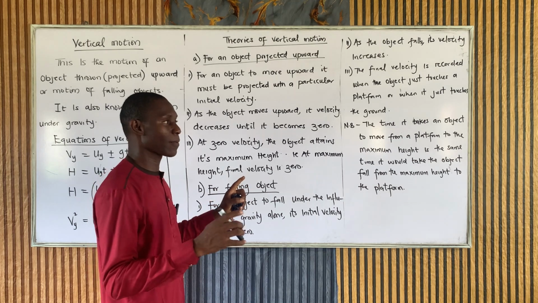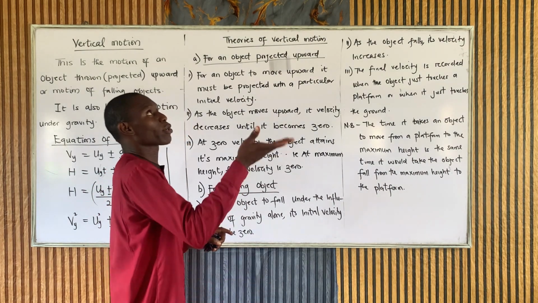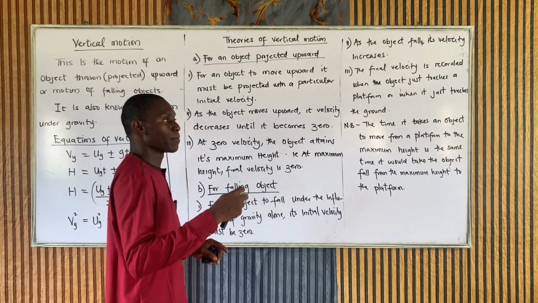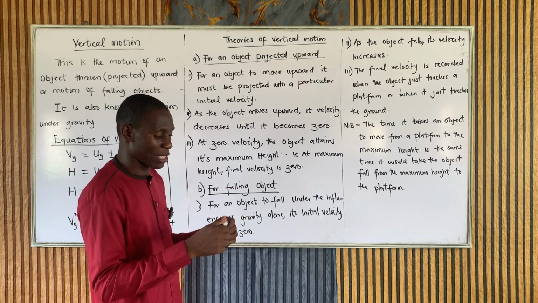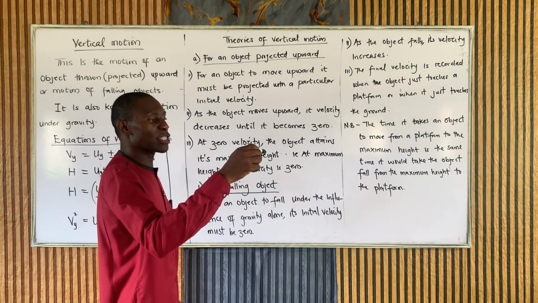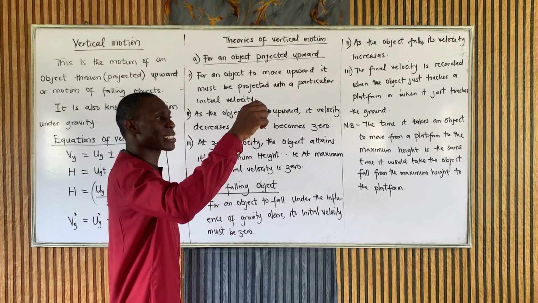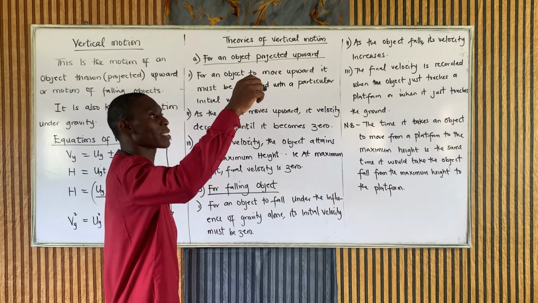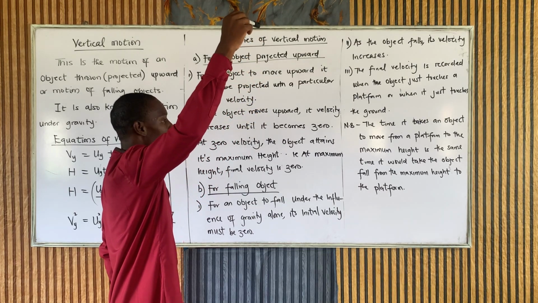Now the next one says that as the object moves upward, its velocity decreases. You need to understand that as this marker leaves my hand, I throw it upward, and as it's going up, the velocity will be reducing. Let me assume it leaves my hand with a velocity of 30 meters per second. As it's moving upward, the velocity will be reducing from 30 to maybe 25, 25 to 20, 20 to 15, 15 to 10, 10 to 5, then to 0.